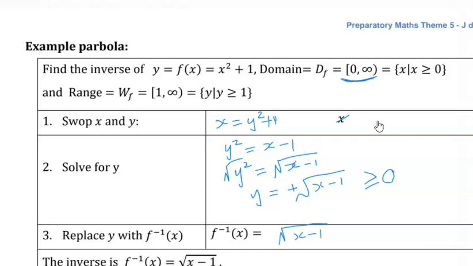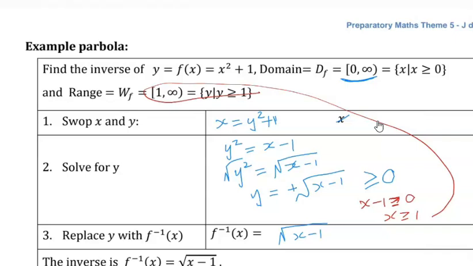And we see that the domain, in this case, if I look at the side, x minus 1 should be greater or equal to 0 before I can calculate that square root. So x is greater or equal to 1. And that corresponds to the range of my original function.